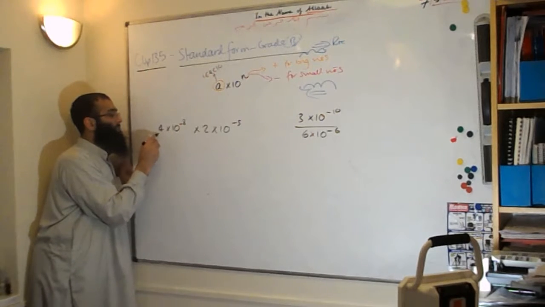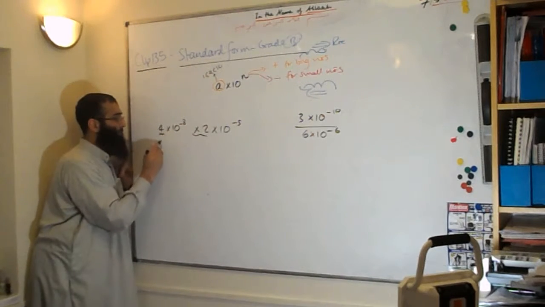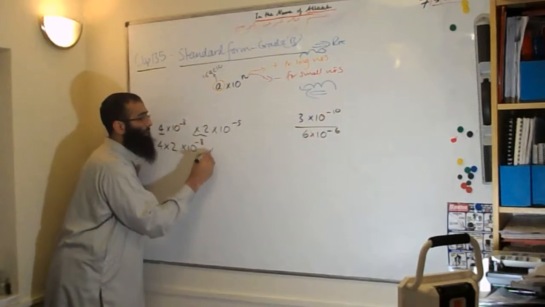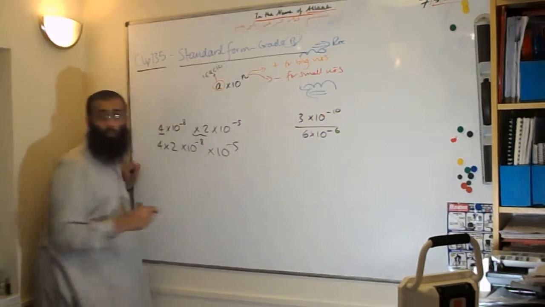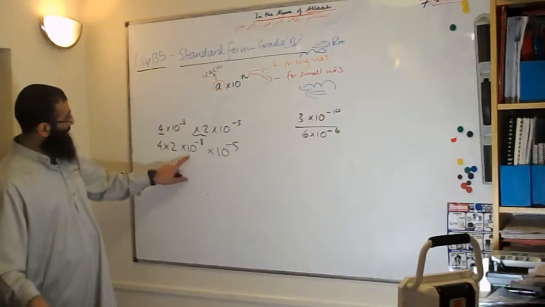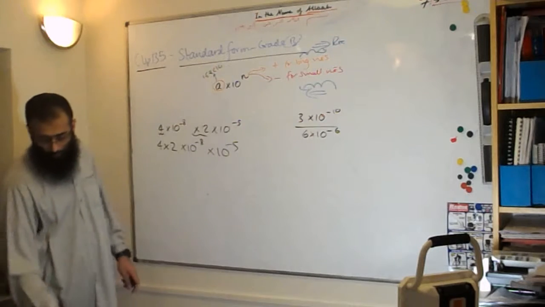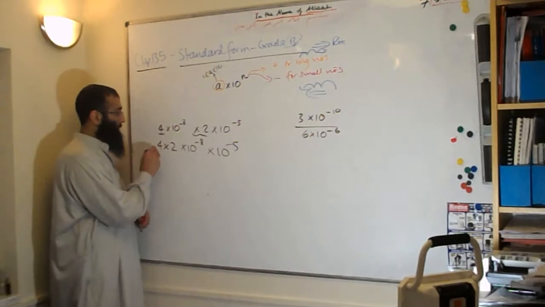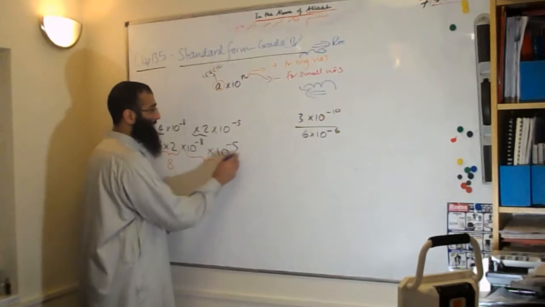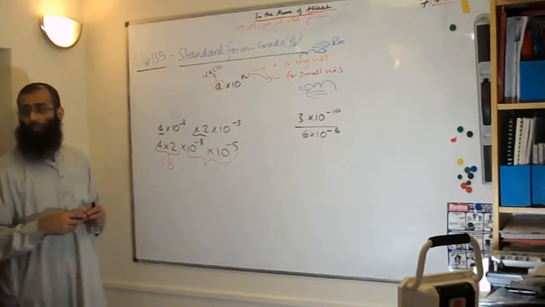Let's do the numbers first. So 4 times by 2, write that first. And then times by 10 to the power of minus 8, times that by 10 to the power of minus 5. So right there, we deal with the number parts first, and then we deal with the indices afterwards. What does that give us? So 4 times by 2 will give us 8. 10 to the power of minus 8 times by 10 to the power of minus 5.